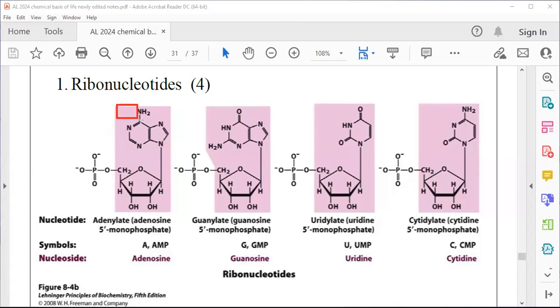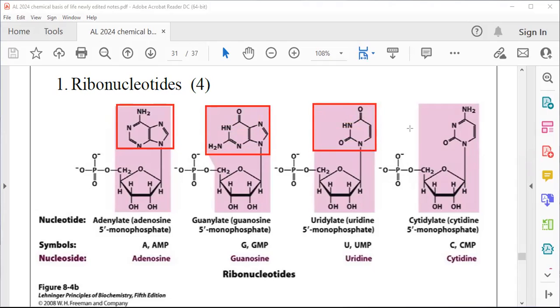Okay, this is adenine nitrogen base. This is guanine nitrogen base. This is uracil nitrogen base. This is thymine nitrogen base. So all together, not thymine, cytosine, sorry. So how many ribonucleotides? 4 types. 4 ribonucleotides. In all the 4 ribonucleotides, there will be ribose sugar.